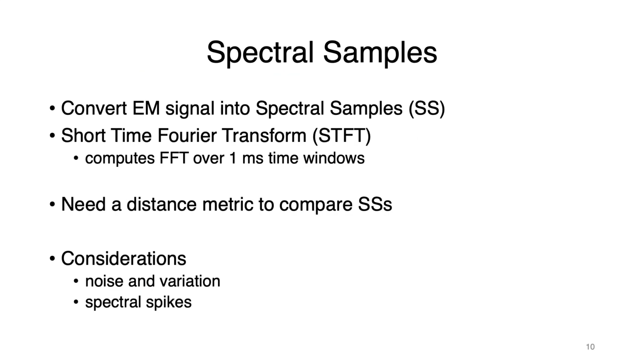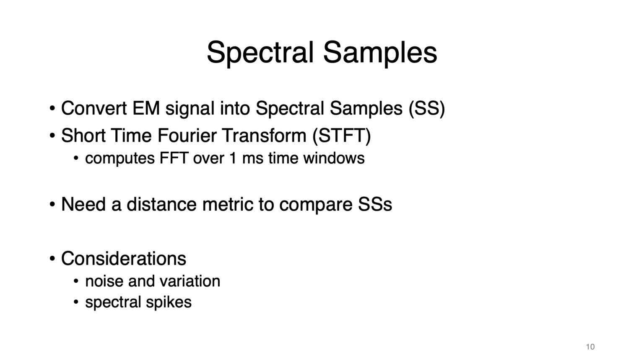And then for the exact process of doing this monitoring, they start by converting the electromagnetic signal into things called spectral samples, which involves taking a short-time Fourier transform of the signal, which is just a Fourier transform at shorter time intervals. And these are set to be 1 second or 1 millisecond intervals.